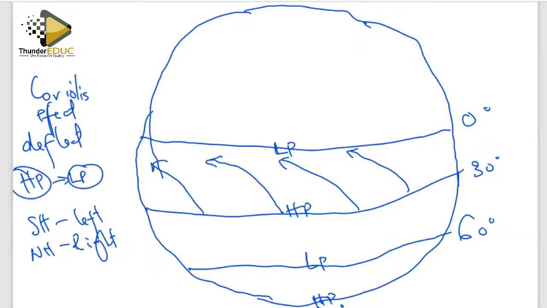And from high pressure to low pressure here, the air is supposed to blow from high pressure to low pressure, but however, it is also going to be deflected to the left. Again, in this belt, it's going to be to the left. And from high to low, again, our winds are deflected to the left.